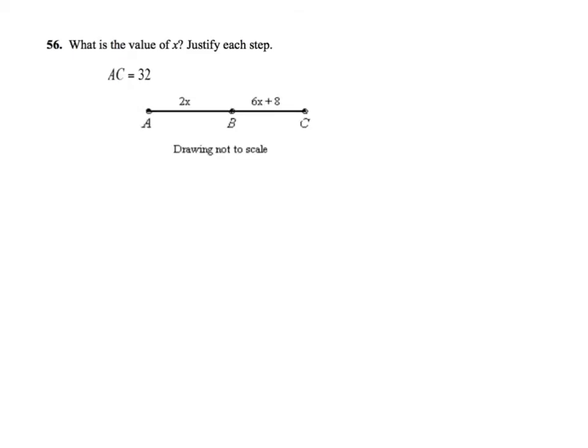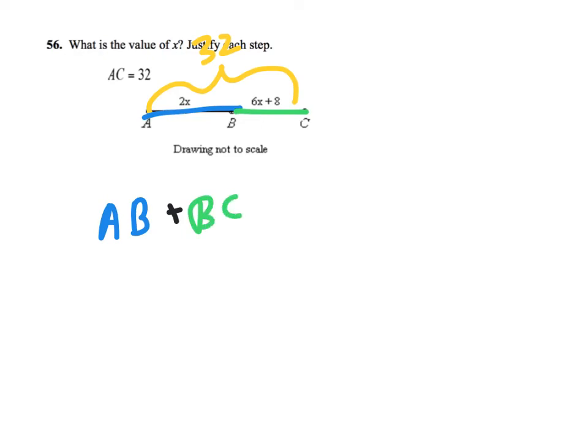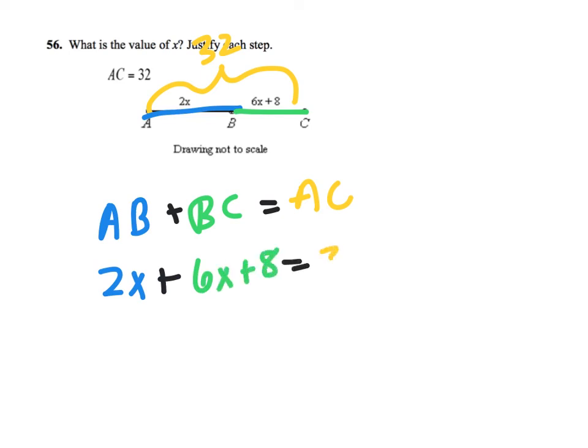56 says, what is the value of x? Justify each step. So I know my entire segment is 32. I'm going to do kind of like we did with our angle before. I'm going to say AB, which is this section, plus BC, which is this one, equals the whole thing, which is AC. We're going to plug in what we know. So I know AB is 2x plus BC, which is 6x plus 8. And together they equal AC, which is 32.